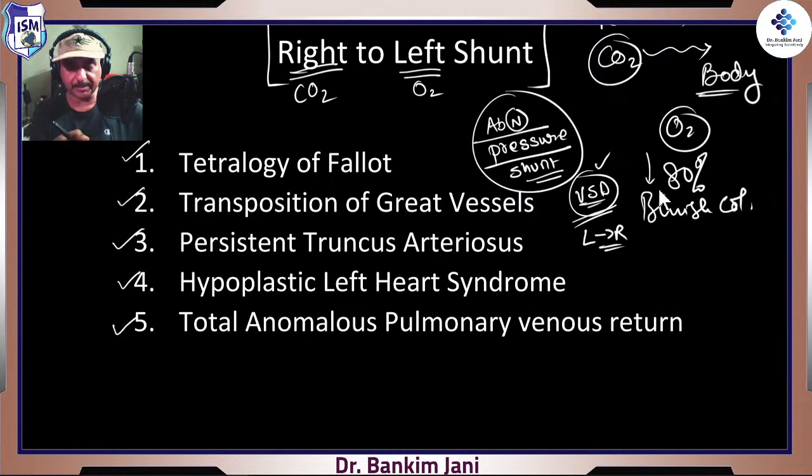Say, for example, even in tetralogy of Fallot, if you don't do the surgery, hardly anyone would reach adult life. Hardly. They have to die. There is no option because there are so many combinations. So let's see one by one.